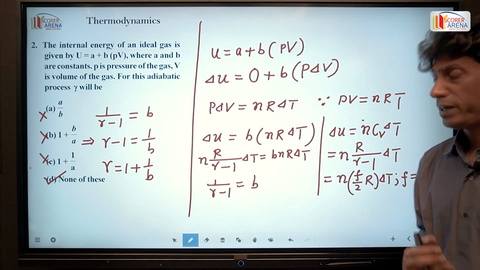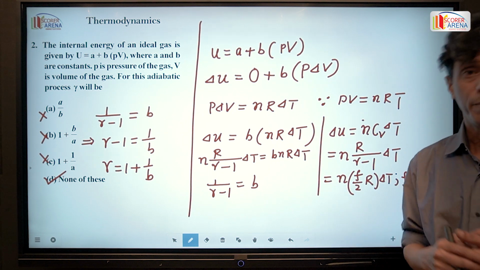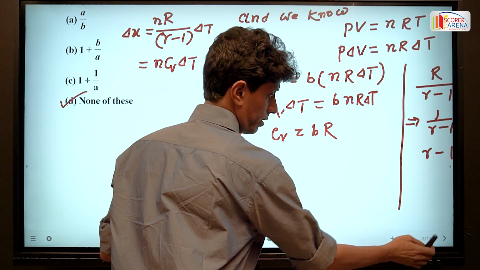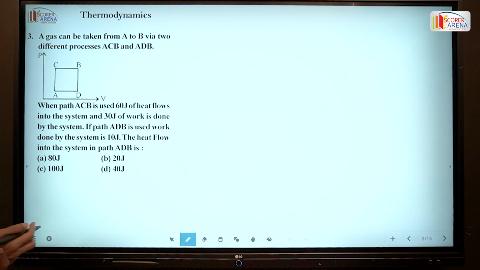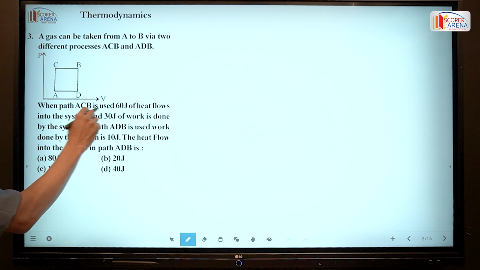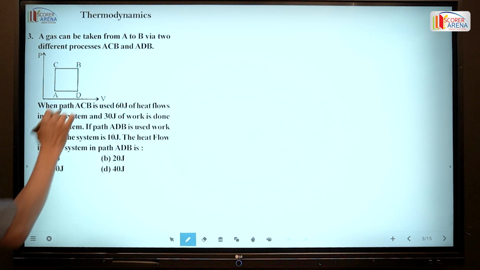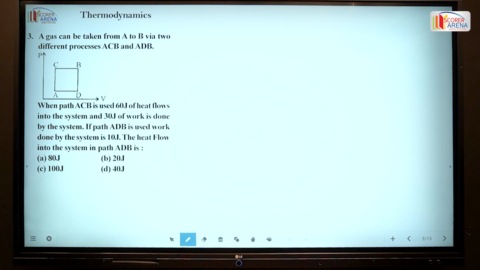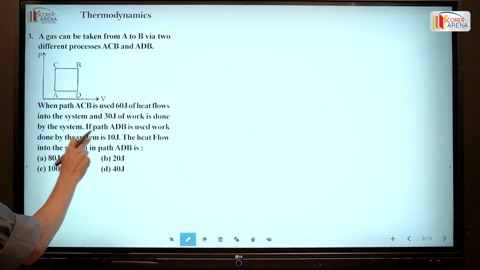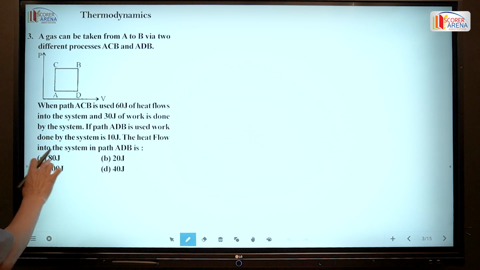Next, let us move to the next question of this class. A gas can be taken from A to B via two different processes, ACB and ADB. When path ACB is used, 60 joule of heat flows into the system and 30 joule of work is done by the system. If path ADB is used, work done by the system is 10 joule. The heat flow into the system in the path ADB is?